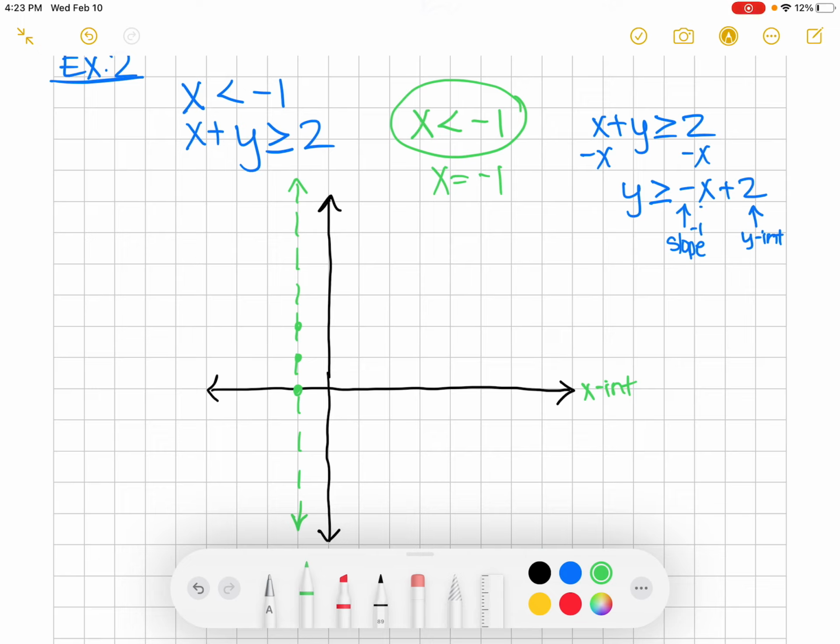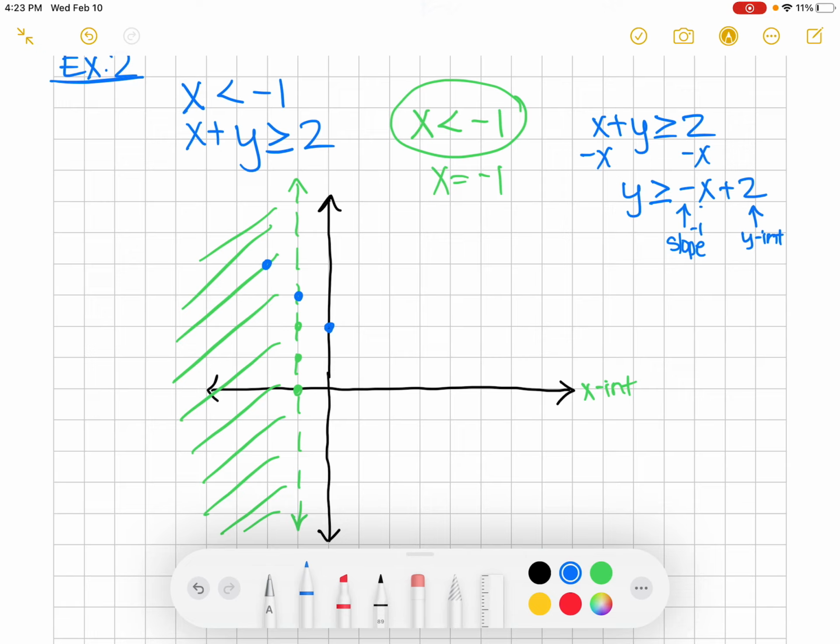Well, it's less than, and this is a vertical line, so you can't tell which one is top or bottom. Well, less than is going to be on the left. So this is my shading for that first one. Okay, and then let's do the second one. The second one, I have a y-intercept of 2, and my slope is -1. So that means I go up 1 and over to the left 1. Okay, and I could do that a couple times.